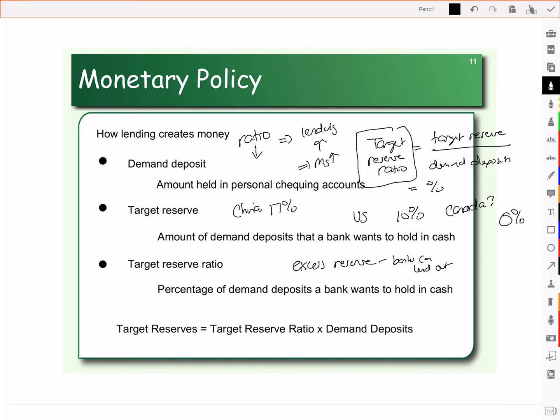What? Does that mean banks in Canada don't hold any cash? No, they hold cash, but the amount they hold as cash is up to them. Okay, so first, why would they choose to hold cash? Well, you choose to hold cash because if suddenly a bunch of your customers came to the teller or the ATM machine to pull out money, you need to have money.